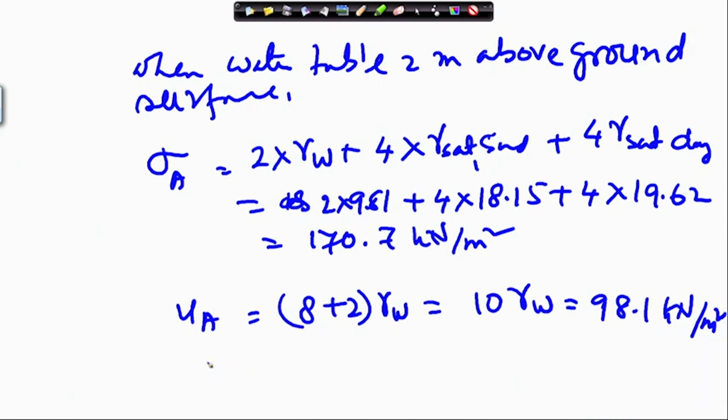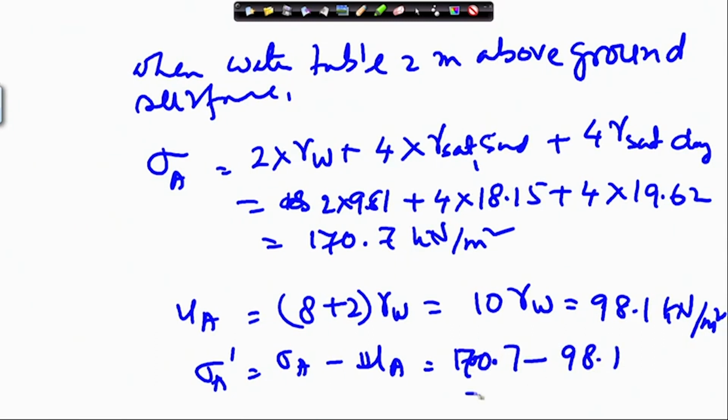So, now for the same point, sigma A dash will be sigma A minus U A. So, it will become 170.7 minus 98.1, that gives you 72.6.